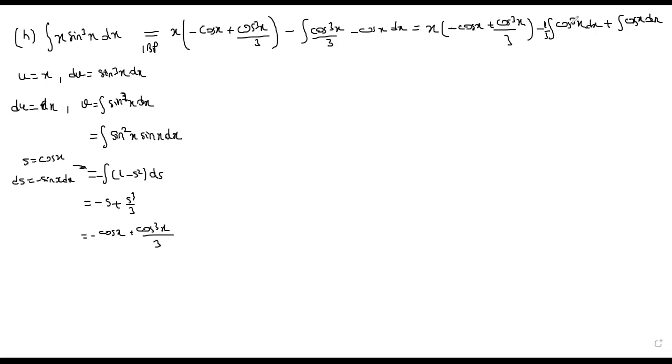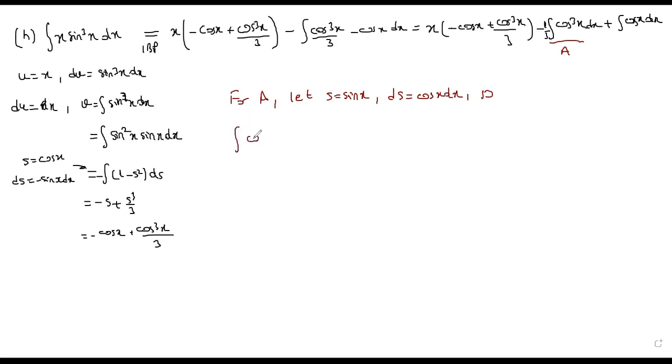Let's deal with that cosine cube x. Call it A, for example. For A, if we substitute s equals sine x, and then ds is equal to cosine x dx, right? So what do we get?